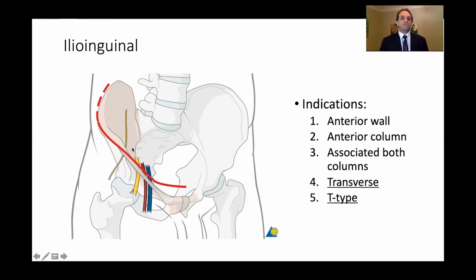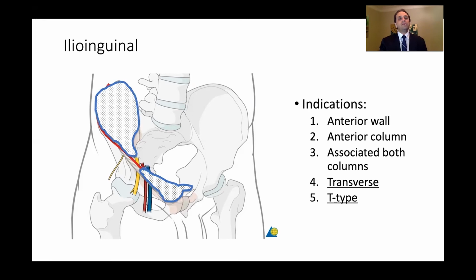And we use this approach, the ilioinguinal, for anterior wall fracture, anterior column fractures, associated both columns. It's one of the essential approaches. In transverse fractures, sometimes we need to use it. And in T-type, we need it for the anterior component of the fracture. And this is the lateral window in the iliac fossa. This is the medial window in the cave of Retzius, and there is a small window here in between. So these are the accessible parts that you can reach through an ilioinguinal approach.